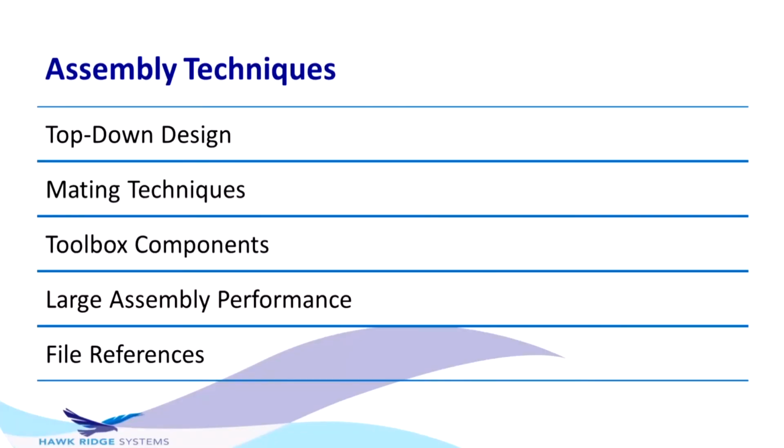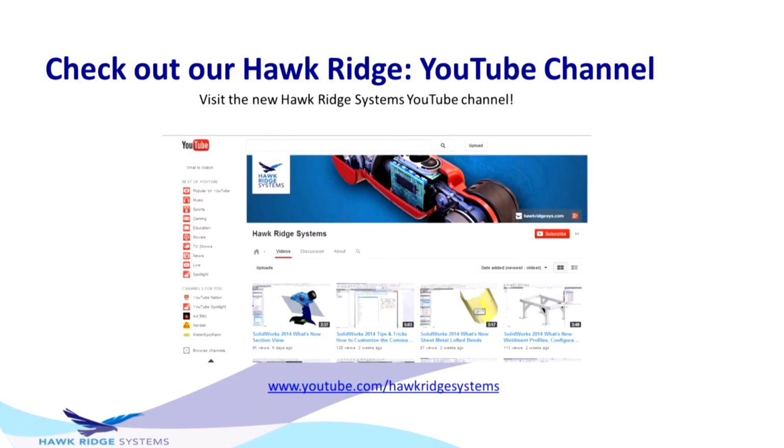So to cover what we went over today, I know we went a little bit over time. We talked about mating techniques, toolbox components, large assembly performance, as well as file references. And I just want to talk about value. We're always finding out other things that are most important to you guys, right? So this night school, for example, covers a wide spectrum.